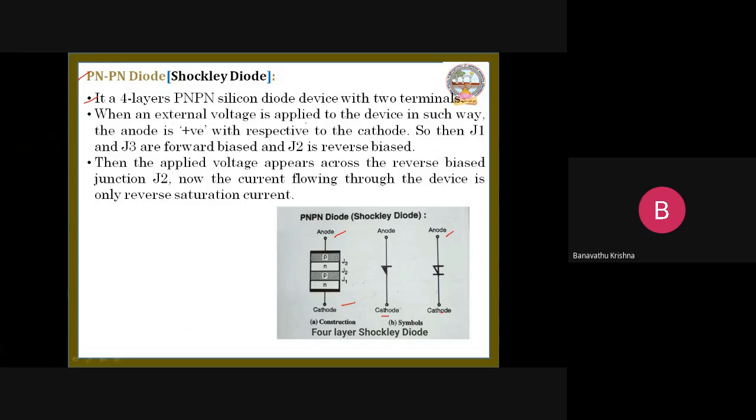When an external voltage is applied to the device in such a way that the anode is positive with respect to the cathode, then junction 1 and junction 3 are forward biased and junction 2 is reverse biased. So let us see the external voltage I am going to apply here. This is the positive terminal and the negative terminal. The negative terminal is applied at the cathode. This is the voltage VDC, the external DC voltage, which will be applied here.